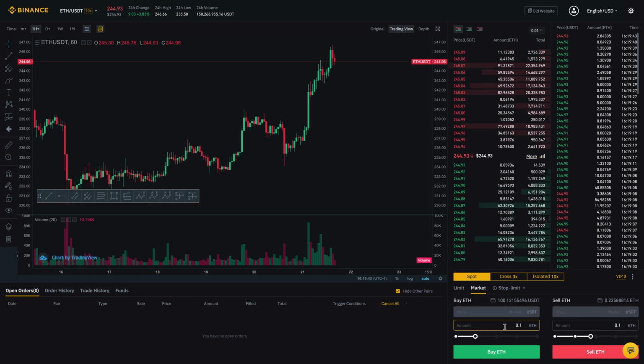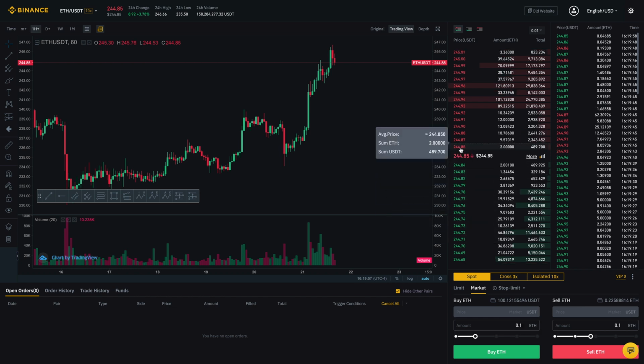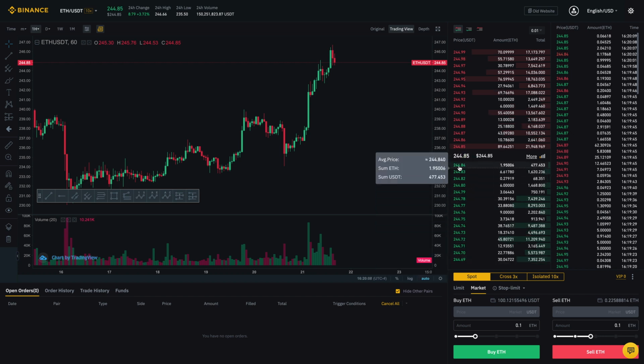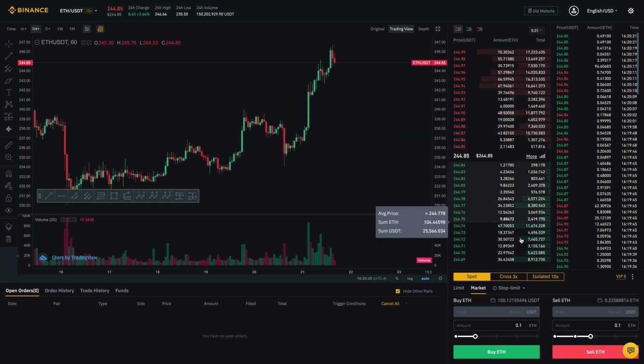Now, if I go to market, market means that I want to buy or sell at whatever the market price is. Right now, if I wanted to buy 0.1 Ethereum, I would buy it for $244.85, whichever is the best price here. On the flip side, if I want to sell my Ethereum, I have to sell it to someone who's buying it, so I would get 244.84 for the one Ethereum. That's assuming there's enough in the order books, and there is. So that's what market on spot is.